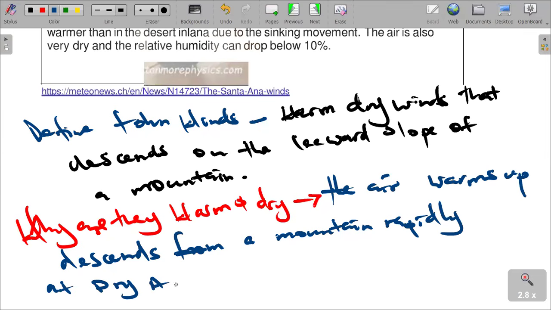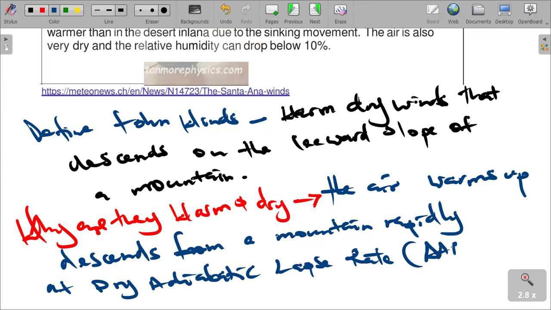Dry adiabatic lapse rate. Dry adiabatic lapse rate, which is quite a lot of times abbreviated as what? As DAR. Dry adiabatic lapse rate. Because now there is little moisture in the air and a drop in relative humidity also takes place, which we can also say is very dry, and relative humidity is also dropping.